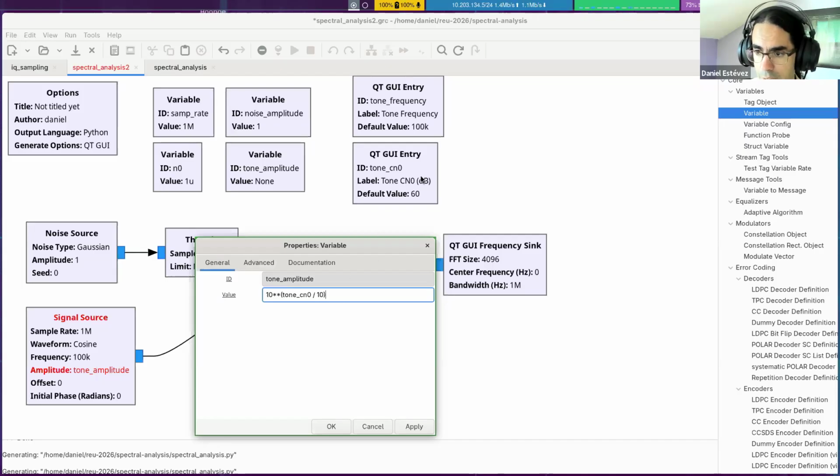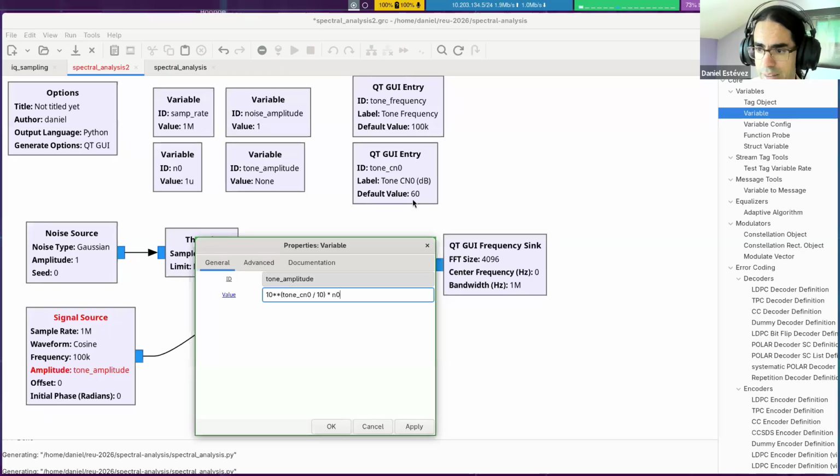So if this is the quotient and I want to compute power, what I need to do is multiply it by N0. And this is the power that my tone must have. It's basically N0 multiplied by how many times larger than N0 this tone is supposed to be. That's what this CN0 actually means.